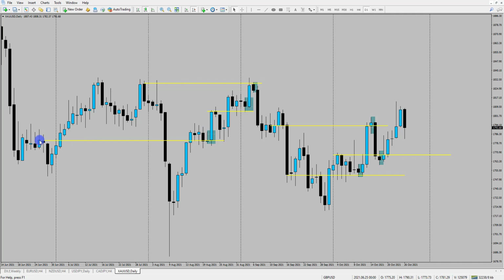We've broken above this support level in here, we're retesting it, we have range bound candlesticks through here, and then we've formed a low daily range, suggesting that the selling momentum is coming to an end.